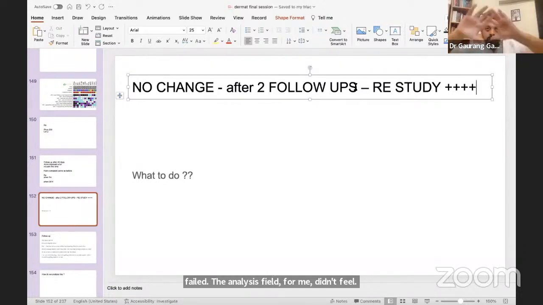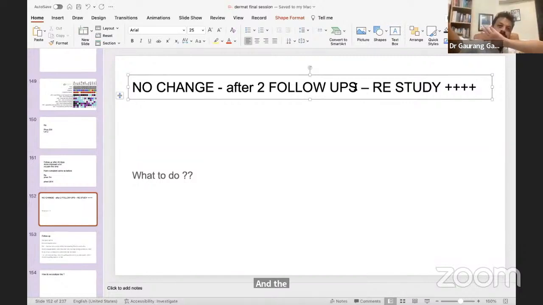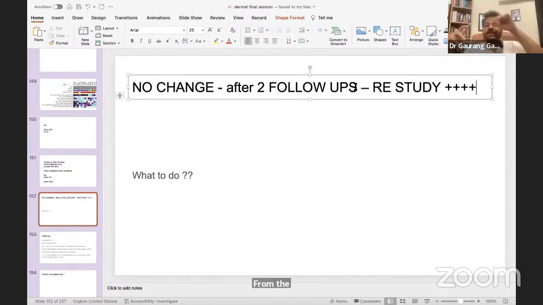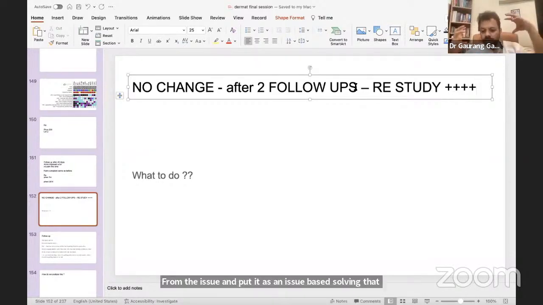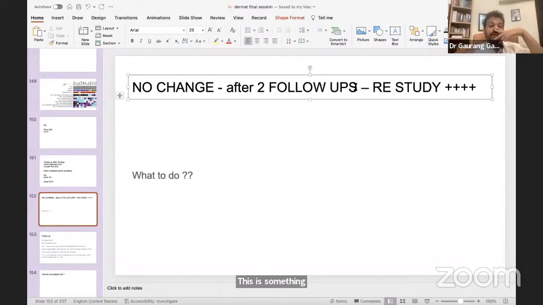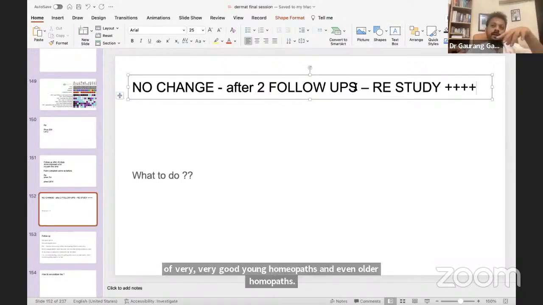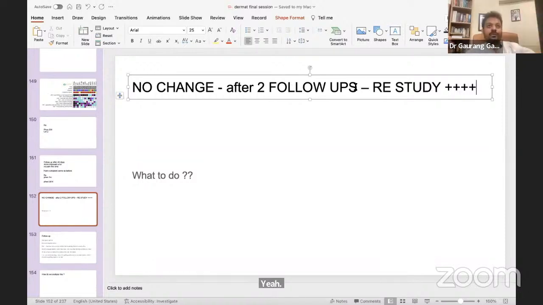The more you're able to detach yourself from the issue and treat it as an issue-based problem that needs solving, the more you will not get affected too much by it. And this is something that we have to develop. I've developed this mindset after training with really good homeopaths, and that's why I want to be associated with training some very good young homeopaths and even older homeopaths here. And I can tell you this more because I've failed more often. The more often you fail, the easier it is for you to work on cases.